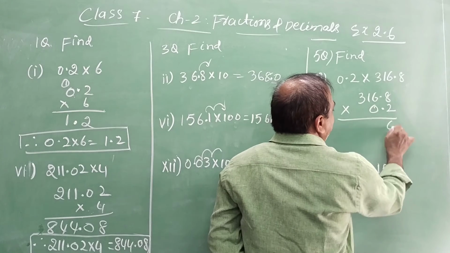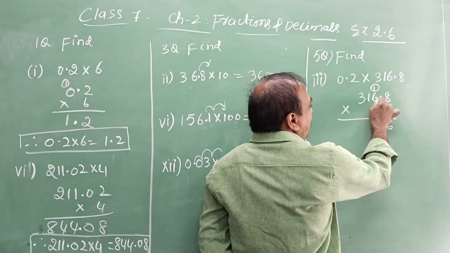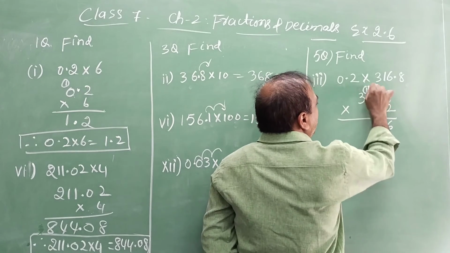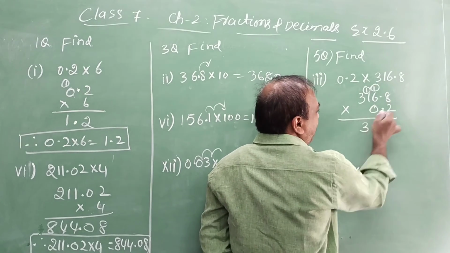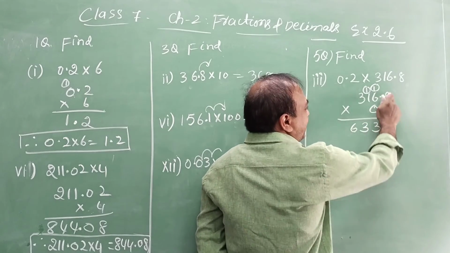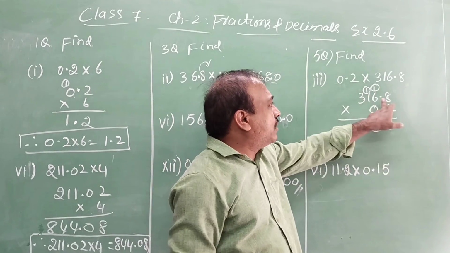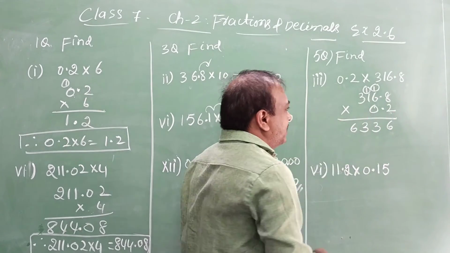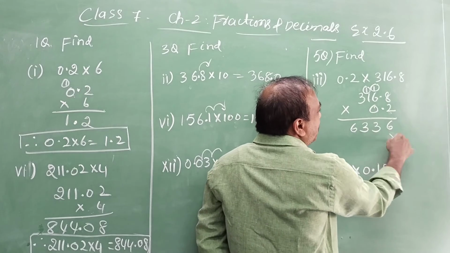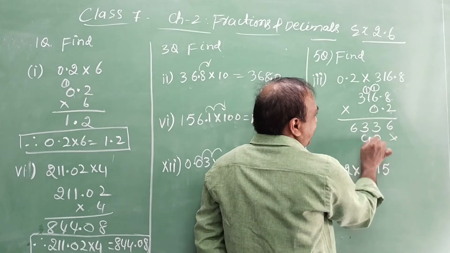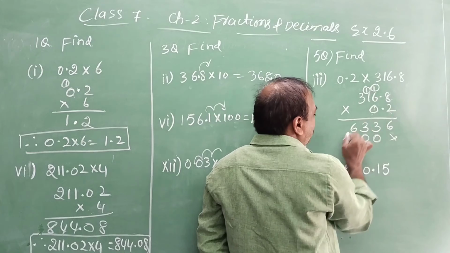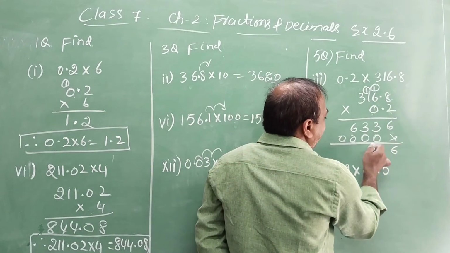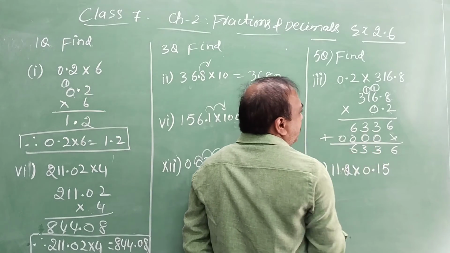So 2 8s are 16, 2 6s are 12, 12 plus 1, 13, 2 1s are 2, 2 plus 1, 3, 2 3s are 6. 2 8s are 16, 1, 2 6s are 12 plus 1, 13, 2 1s are 2 plus 1, 3, 2 3s are 6. Now with 0 if you want to do, 0 8s are 0, 0 6s are 0, 0 1s 0, 0 3s 0. Right? Now you see 6, 3, 3, 6.